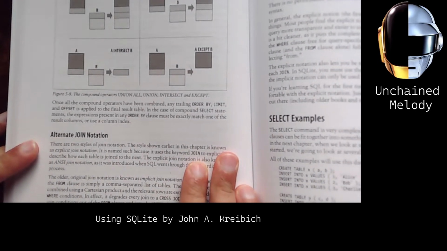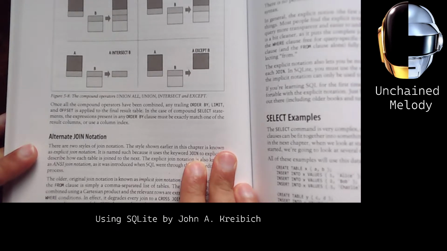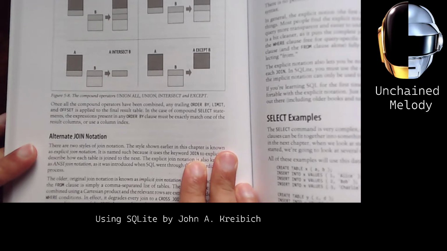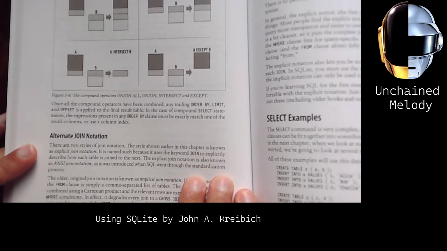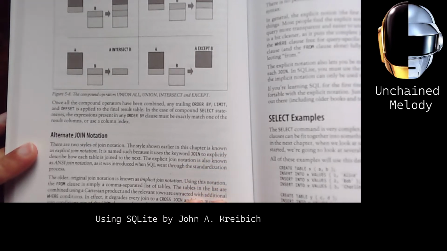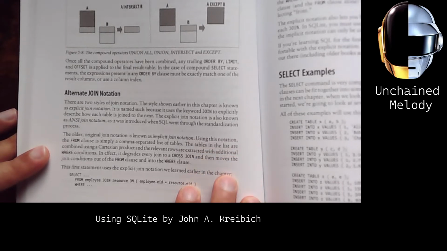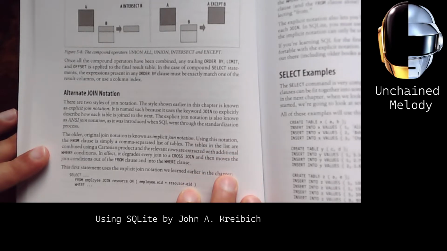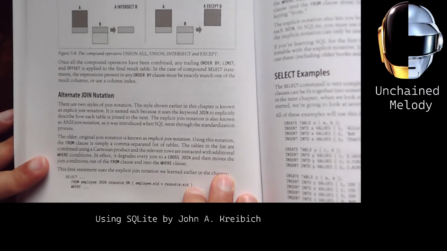The compound operators: union all, union, intersect, and except. Once all of the compound operators have been combined, any trailing order by, limit, and offset is applied to the final result table. In the case of compound select statements, the expressions present in any order by clause must exactly match one of the result columns or use a column index.